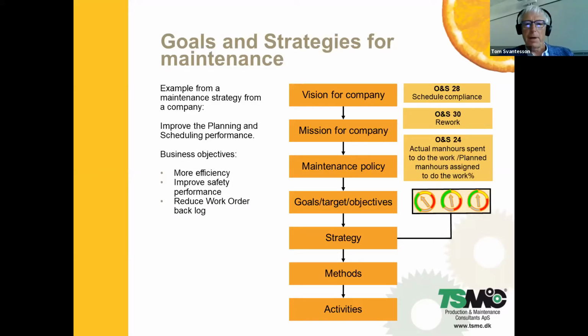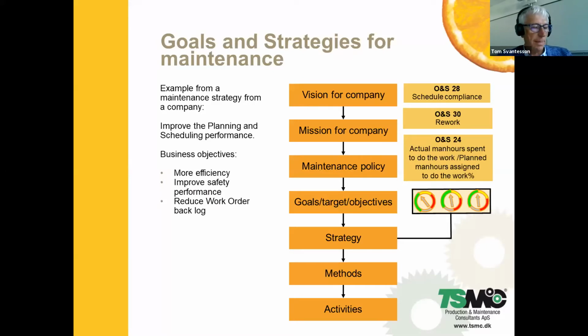And that could be by the actual man hours to do the work compared to the planned man hours. We could look at rework, which is an expression of how frequently we need to visit a completed work order. That is, in other words, a quality issue. And we can also look at schedule compliance. Are we able to meet the delivery time for our maintenance service at the decided or the scheduled time?